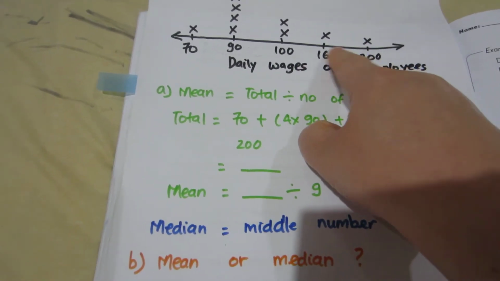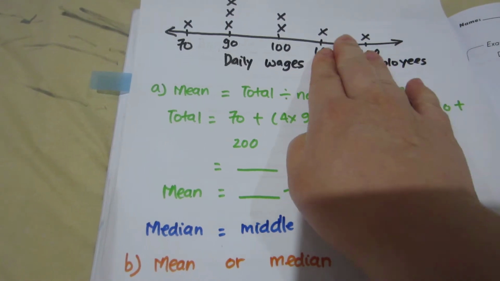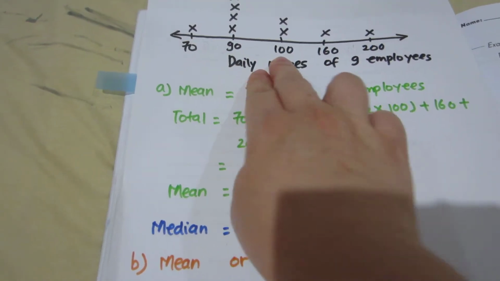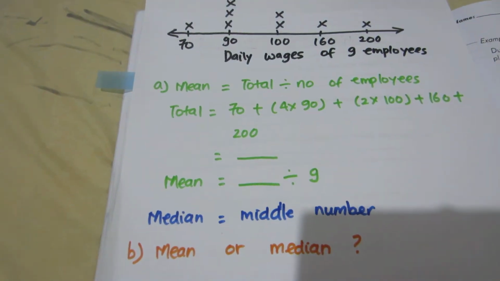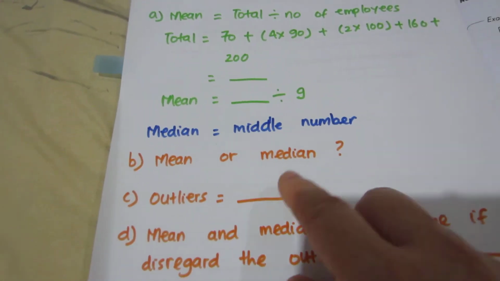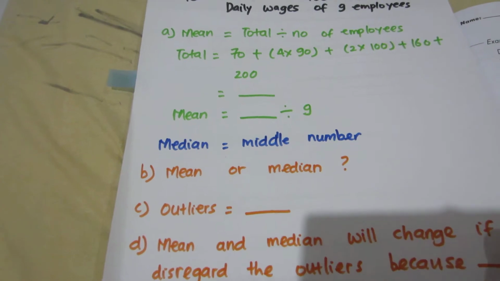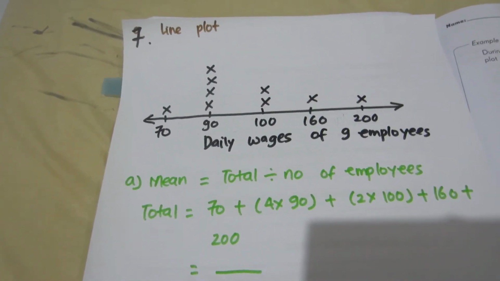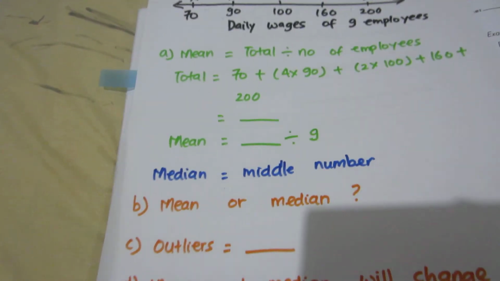will not probably get 160 either. So new workers would probably get around this much money because you do not pay that expensive for a new worker. Now, they ask about the outliers. There's one outlier, the number which is the furthest. Take a good look at it and answer it.